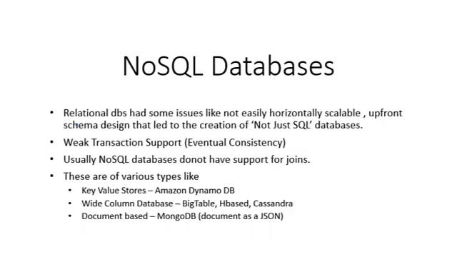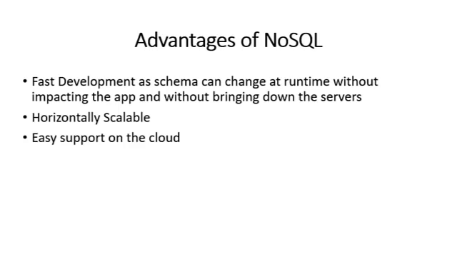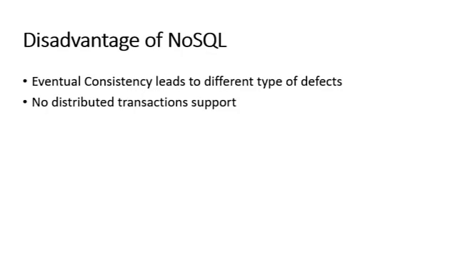Document based, like MongoDB, are very popular databases, very developer friendly, and they help to modify schema at runtime. They store their schema as JSON, but they call it BSON. Advantages of NoSQL: fast development, as schema can change at runtime without impacting the app. Highly horizontally scalable, easy support on the cloud. For example, Amazon DynamoDB is highly supported on AWS. It has come from Amazon only. It is easily scalable on the cloud. Most of these NoSQL databases have good support on the cloud nowadays.